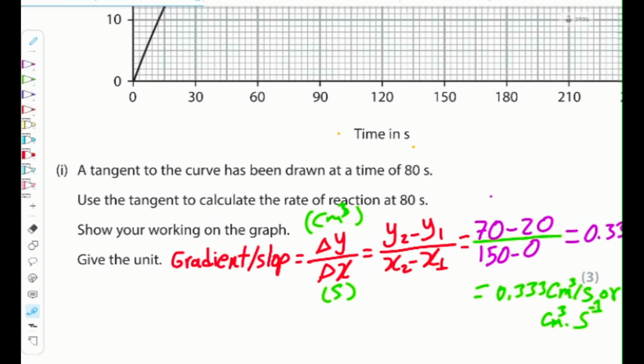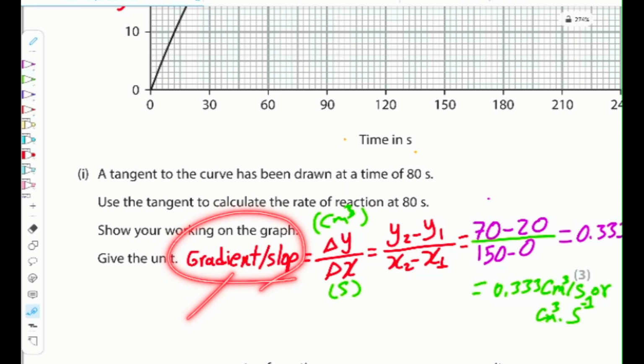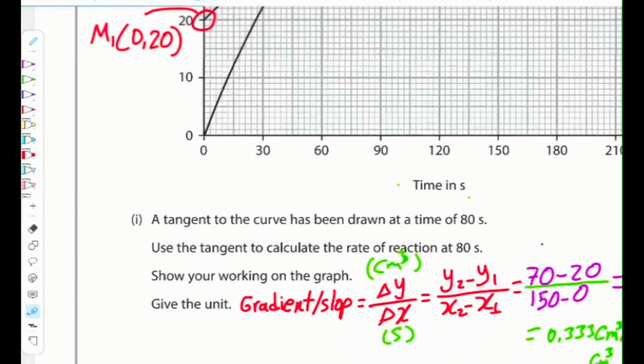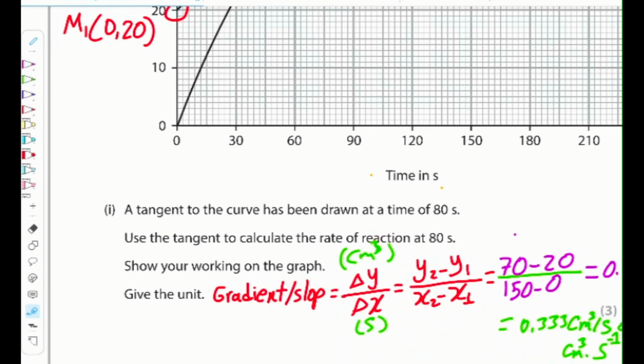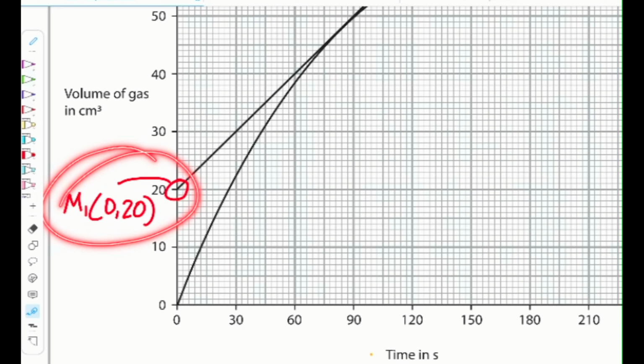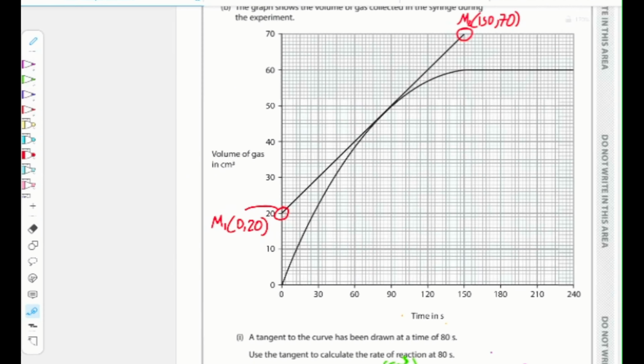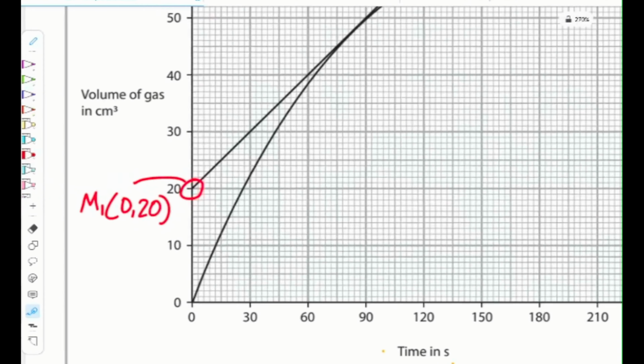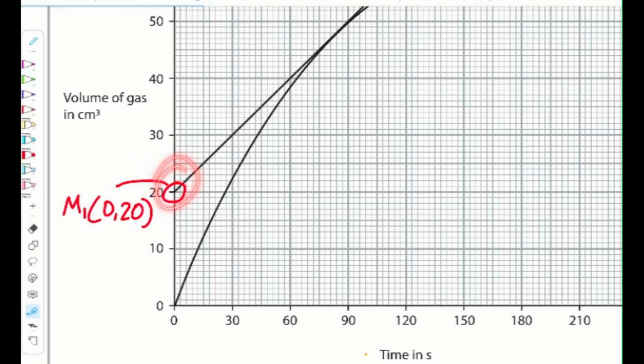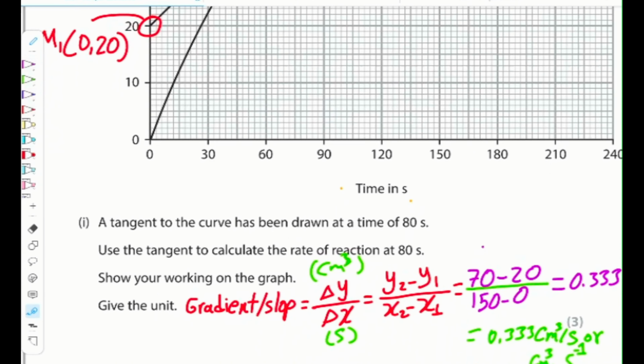Generally, the gradient or the tangent or the slope can be calculated from 2 points, the first point and the second point. You choose any 2 points on this gradient, using y2 minus y1 and x2 minus x1. I chose 2 points, M1, which is here when the time is 0 at the beginning of the reaction. This makes it easy for me because the x will be 0 here.